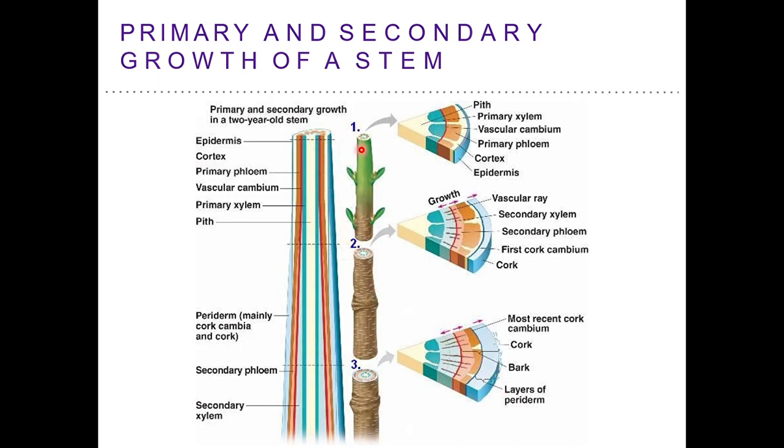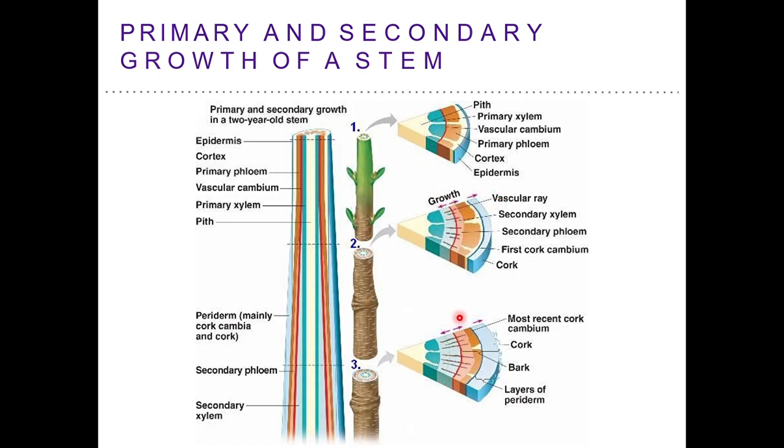This figure shows the growth in a 2-year-old stem. So the top is the new growth and the bottom is the old growth. From the outside is the epidermis layer, followed by cortex, and then the primary phloem, vascular cambium, primary xylem, and the pith in the middle. So for the cross section, you can see here.